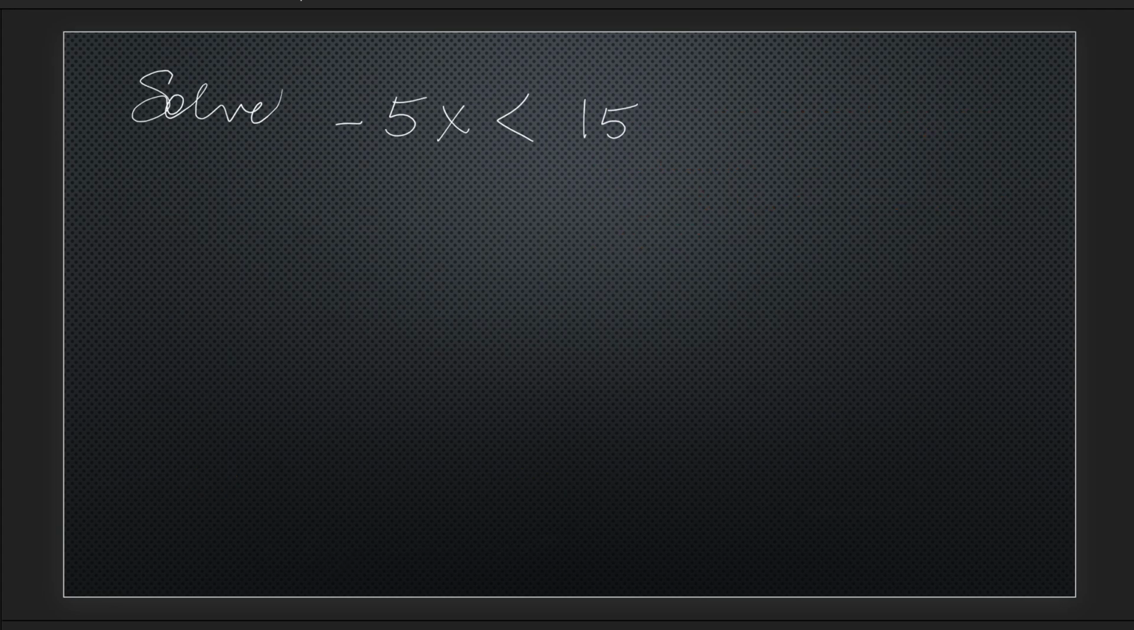Now here's another inequality that's very short, but we're definitely going to need to remember that whenever we multiply or divide by a negative, we flip the sign. Here we have negative 5x is less than 15, and we need to get rid of that negative 5. Since it's being multiplied by x, we're going to divide both sides by that negative 5. So we're dividing by a negative number. Anytime you multiply or divide by a negative number, you have to flip the sign.